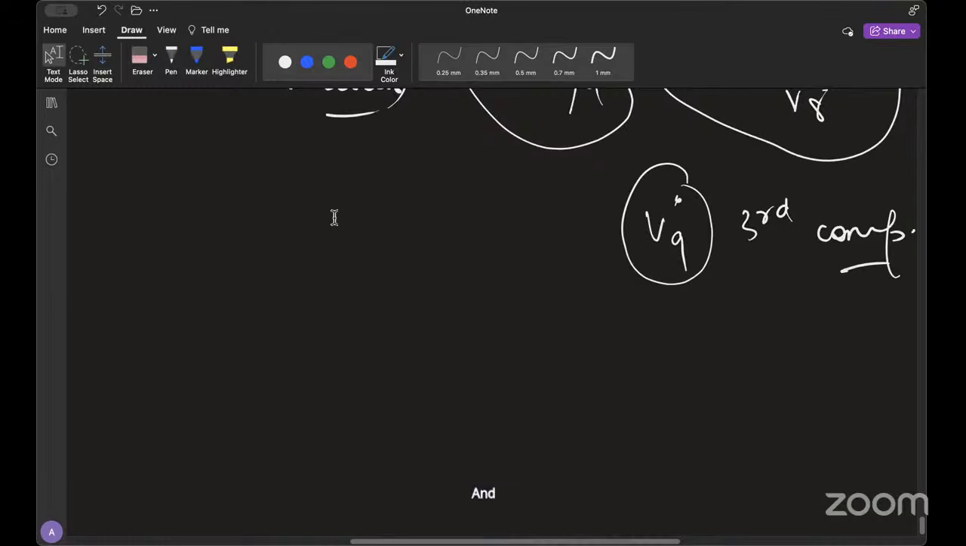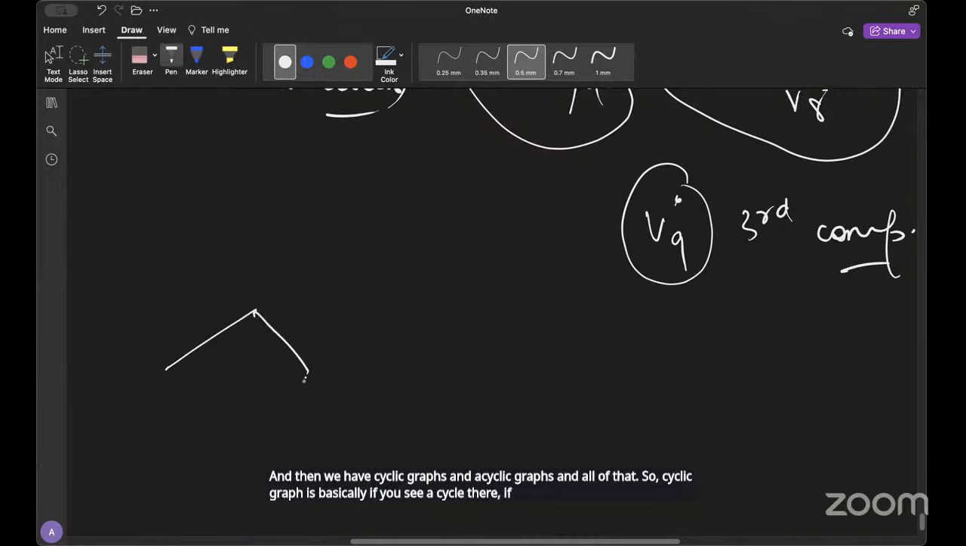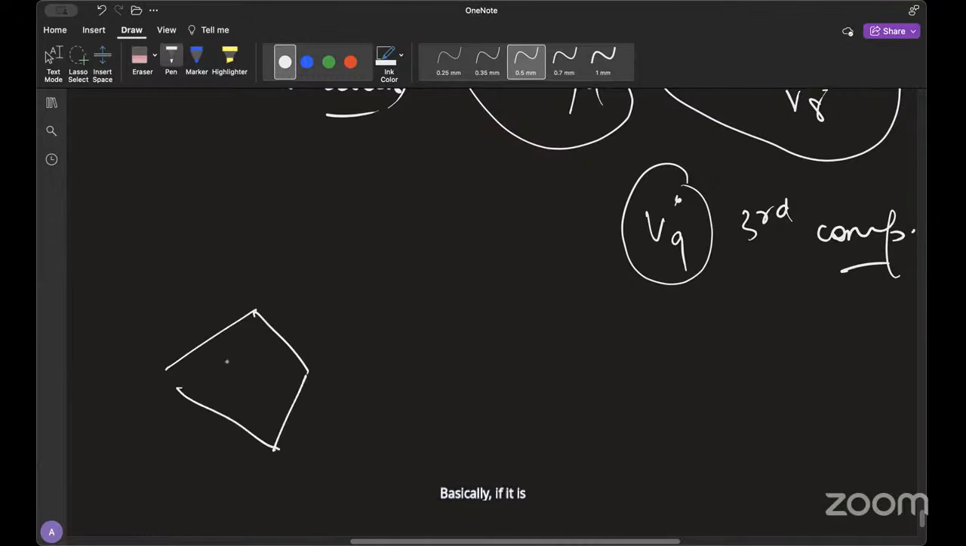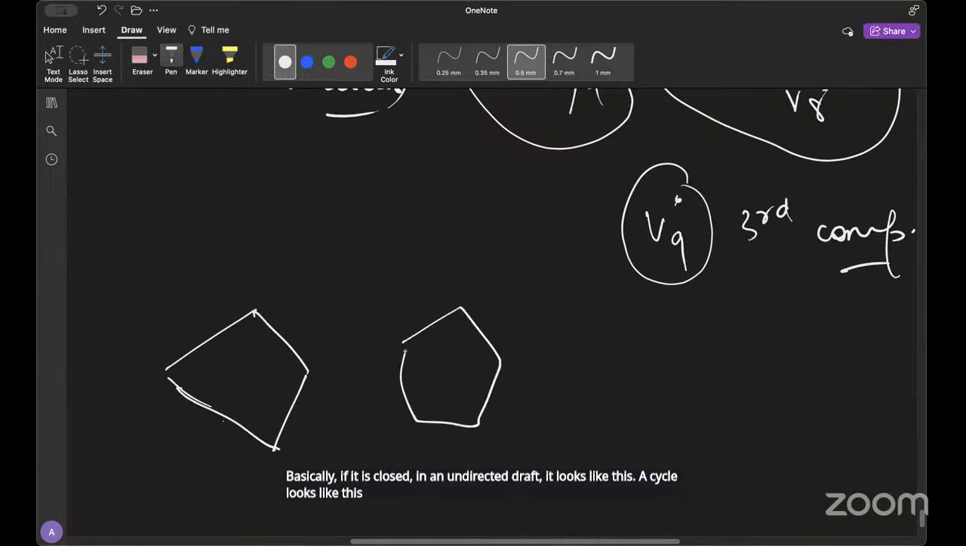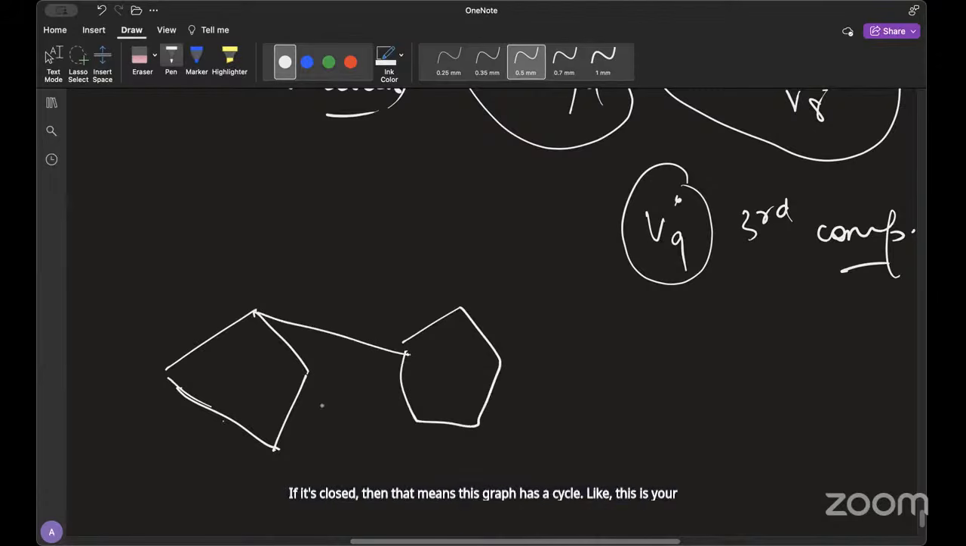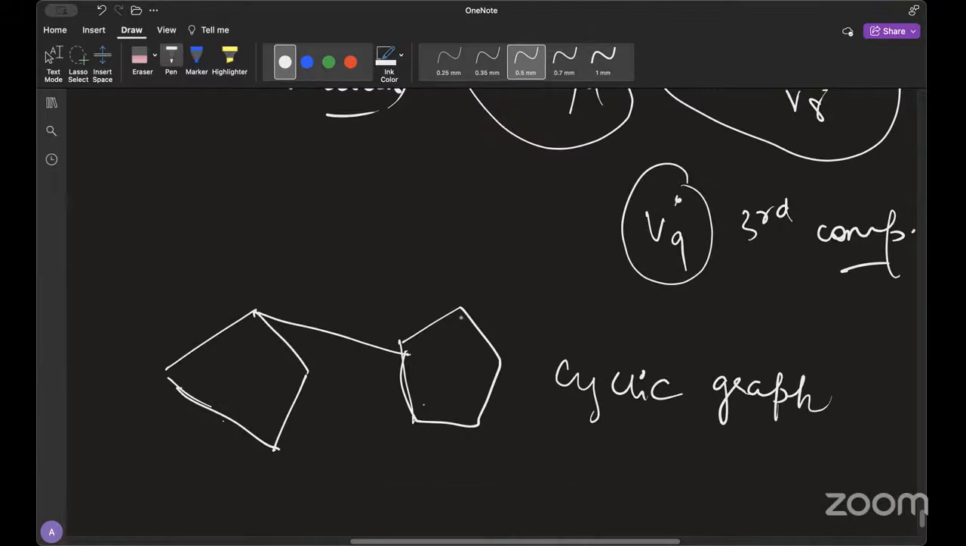And then we have cyclic graphs and acyclic graphs and all of that. So a cyclic graph is basically if you see a cycle there. If your graph is like this, basically if it is closed, in an undirected graph, a cycle looks like this, or it looks like this. If it's closed, then that means this graph has a cycle. If this is a graph that you have, then this is a cyclic graph because it has a cycle. What's your cycle here? This is one cycle. In fact, you have two cycles. Both of these are cycles.